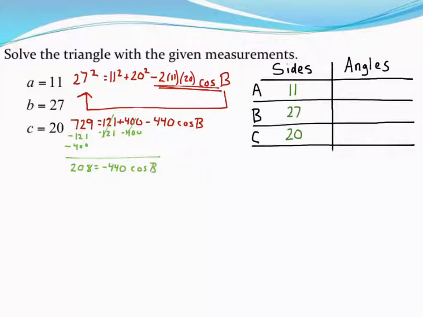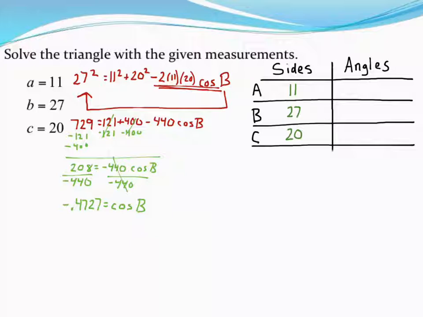At this point, to get rid of that negative 440, I do not add it. Since it's being multiplied by cosine of B, I need to divide by negative 440. That's usually the number one mistake I see people make when they're doing law of cosines. Dividing this out, this comes out to be about negative 0.4727. We've talked about rounding in the other videos. Even though I round off when I write these down, typically on my calculator I don't round, I just use the entire number that my calculator shows me.